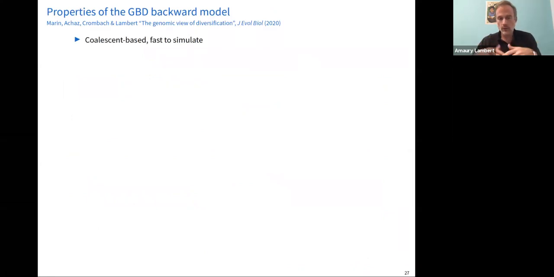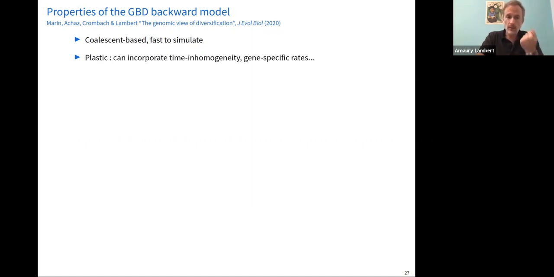And so this model, actually, we checked. I can show you if you want, but the slide is after the acknowledgements. We have checked that this model had the same qualitative behavior as the forward in time model. But of course, it has several nice features because it's coalescent based, it's fast to simulate. It's plastic because we can incorporate any inhomogeneity in time of the rates. We can also assume that the rates are gene specific, and maybe in the future infer the specificity thanks to the data.